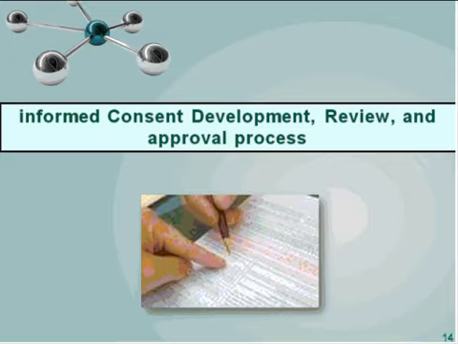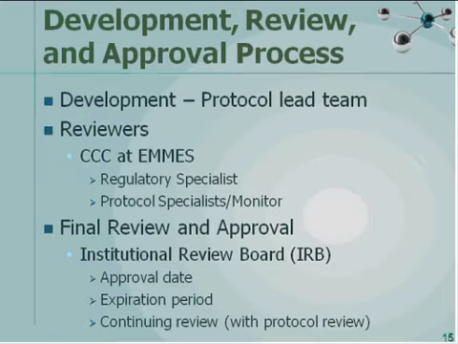So we're going to discuss the informed consent development, review and approval process in the CTN. So as we know, the protocol team develops the informed consent document. And so once this document is developed by either the PI or the lead node, the document is sent to EMMES or the CCC, to the protocol specialist for that study and to the regulatory specialist.